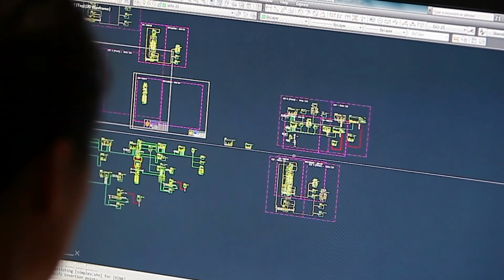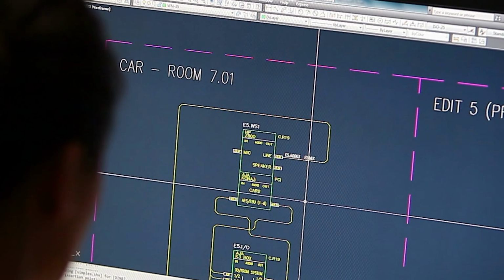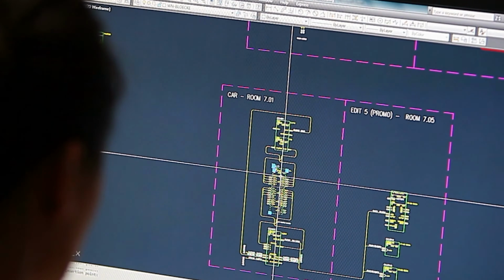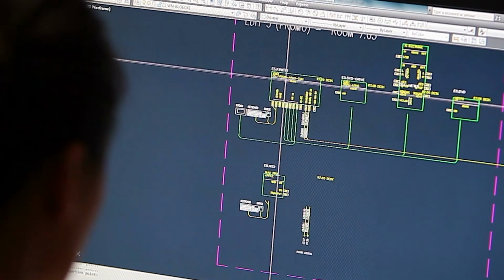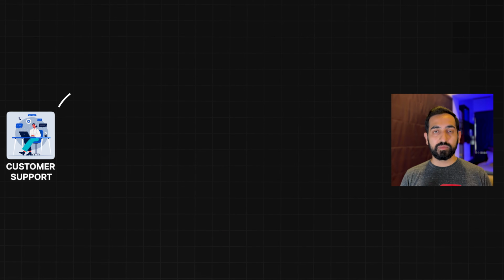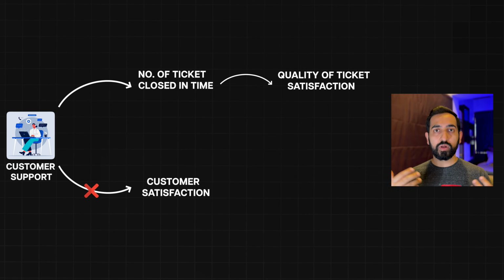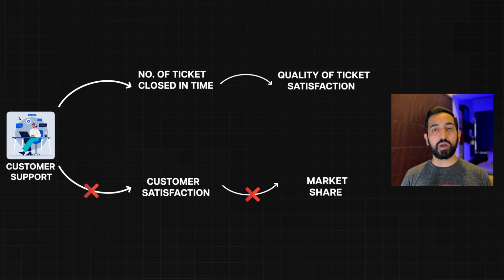For example, engineering is mostly judged on the complexity and quantity of code that is shipped. They don't own if the code actually brings in more revenue for the company or not. Similarly, the support team is responsible for the number of tickets that are closed in time and the quality of satisfaction of those tickets themselves. But they are not responsible for the overall customer satisfaction or market share that the company has for its products.